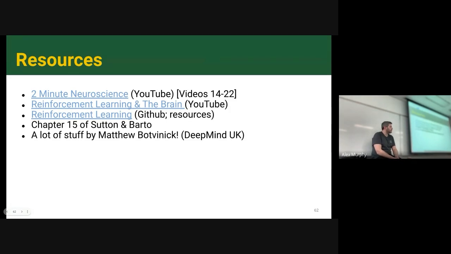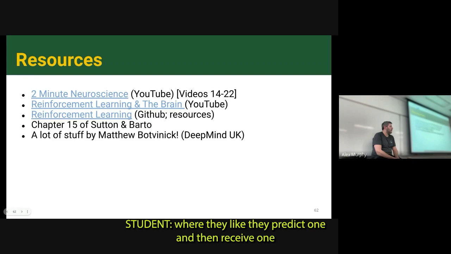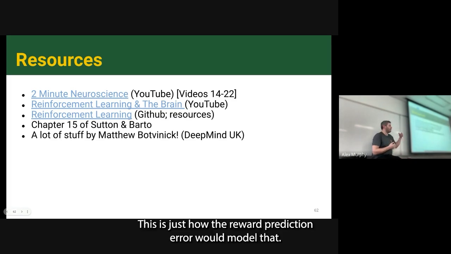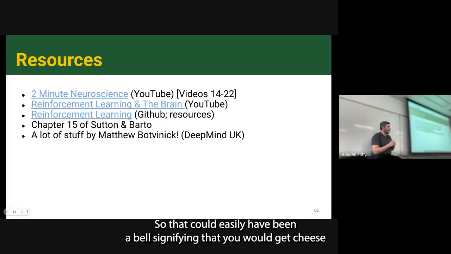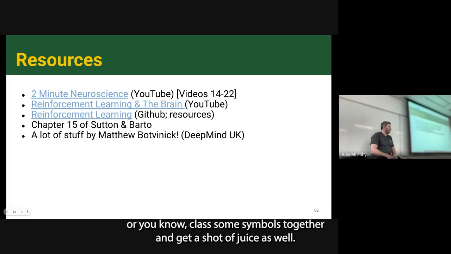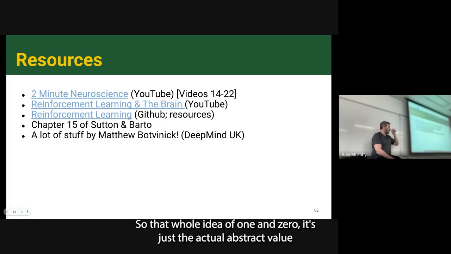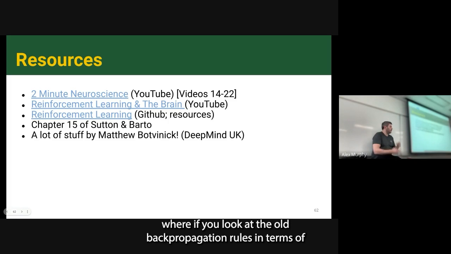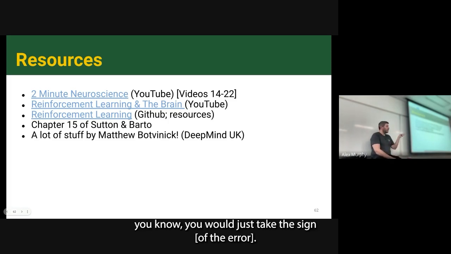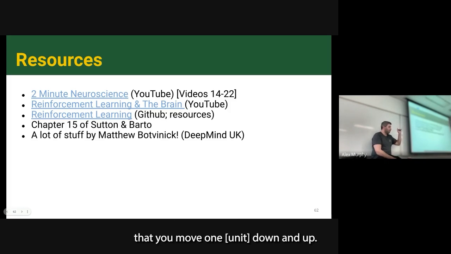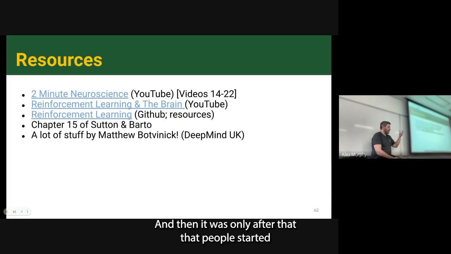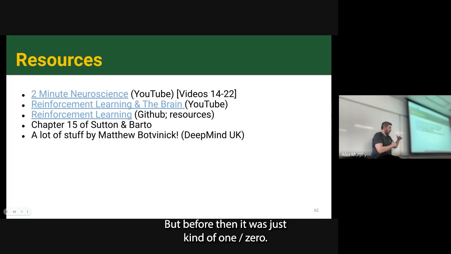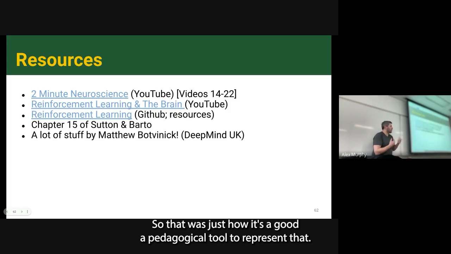Yeah, I was just confusing where they predict one and they receive one. The reward prediction error is 0, but I was just wondering what's in it for them. Also, they're not predicting one. This is just how the reward prediction error would model that. That could easily have been a bell signifying that you would get cheese, or some symbols together and a shot of juice as well. So the whole idea of 1 and 0 is just that the actual abstract value of what the reward is, where I've said 1, could be anything as well. This is just in a kind of modeling framework, like the old backpropagation rules where you just take the sign. In the early multi-layer perceptrons, you would just move 1 down and up. Only after that did people start to say, no, we want to move the weights in the direction proportional to the gradient. But before then, it was just kind of like 1, 0. So it's a good pedagogical tool to represent this.